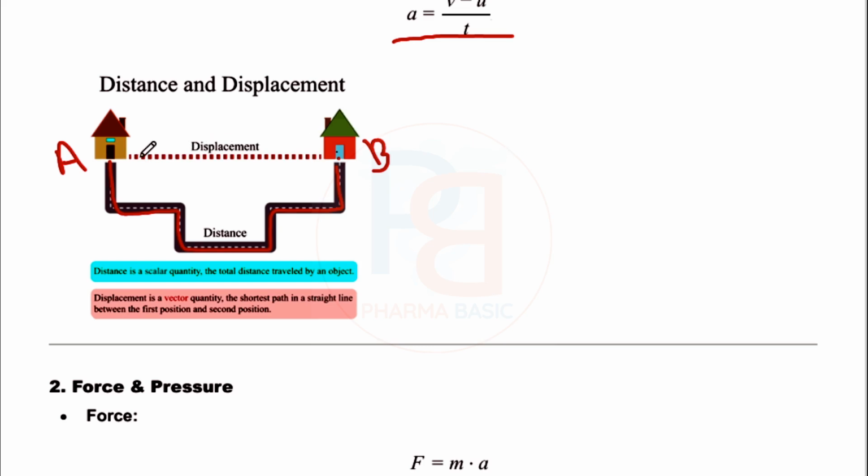So when we connect these two points in a straight line, this will be the shortest path, and this line is called displacement. So displacement is nothing but the shortest path between any 2 points, and distance is the total path traveled by an object. That is the distance.